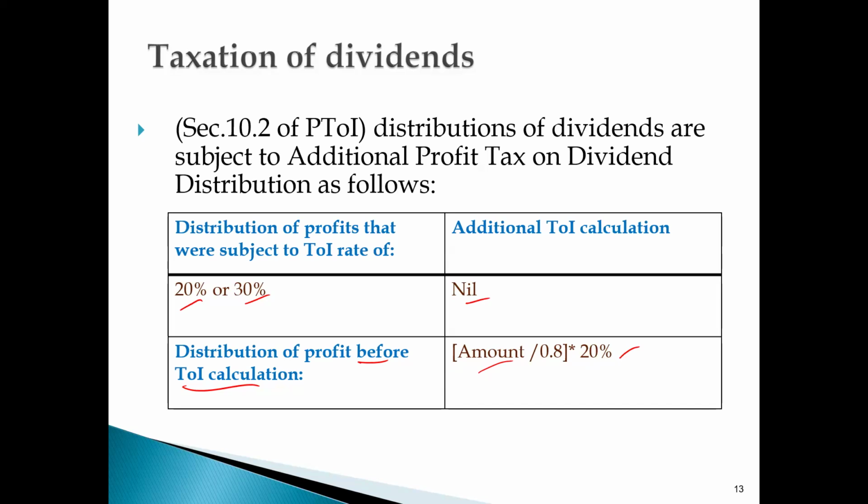So why do we divide by 0.8? Okay, because TOI is 20%. So the amount that we transfer to the shareholder is the income after tax, right? We call this amount income, as you can see now.